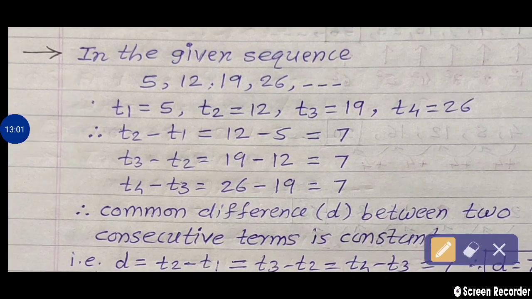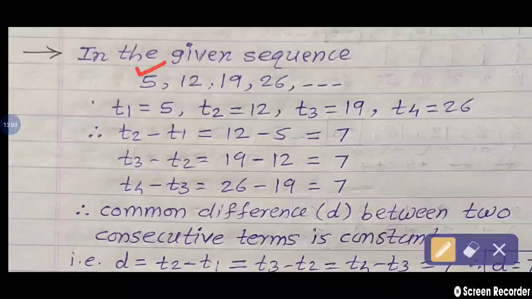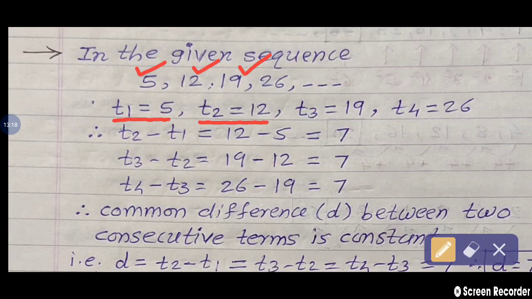According to the position, 5 is at the first position, so called the first term, indicated as T1 equal to 5. 12 is at the second position, called the second term, T2 equal to 12. 19 is at the third position, called the third term, T3 equal to 19. 26 is at the fourth position, called the fourth term, T4 equal to 26. So 5 is the first term, second term is 12, third term is 19, and fourth term is 26.